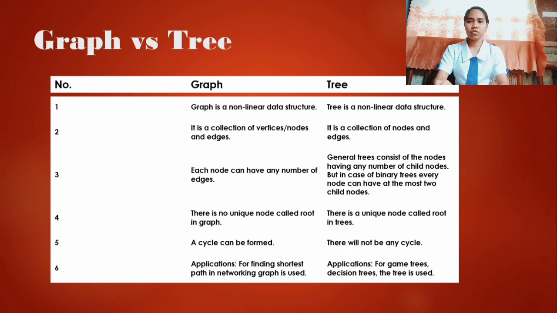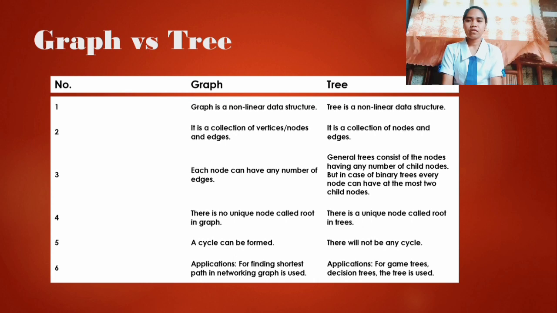There's no unique node called root in a graph. Then there is a unique node called root in trees. So that is what I meant earlier about binary trees having a root node, on which the two child nodes depend. Then a cycle can be formed in a graph. Then in a tree there will not be any cycle. For finding shortest path and networking, graph is the best application used. Then for game trees and decision trees, the best application used is tree.